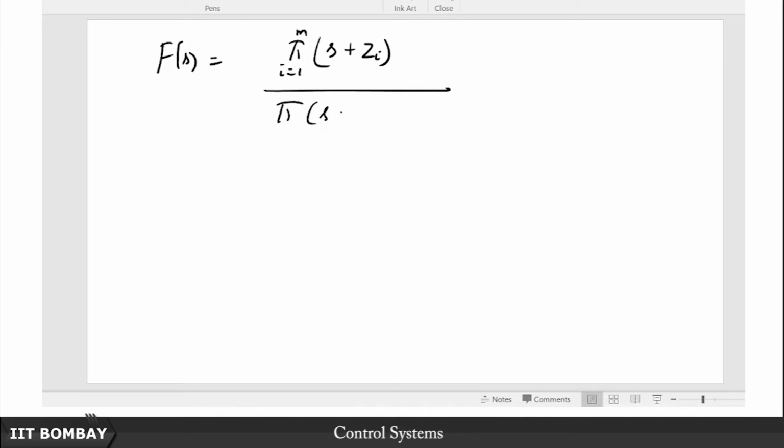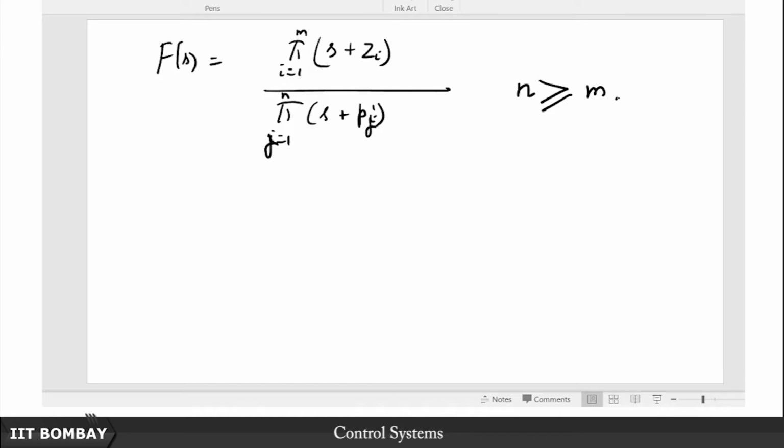and s plus p_j, j going from 1 through n, and the crucial detail that is important here is that n is greater than or equal to m. Why is this important? Why am I so hung up on this condition? You see, if n is greater than or equal to m, and if you let s tend to infinity, which is tantamount to basically venturing at an infinite distance from the origin on the s plane, the Argand plane, what happens to this function f(s)?